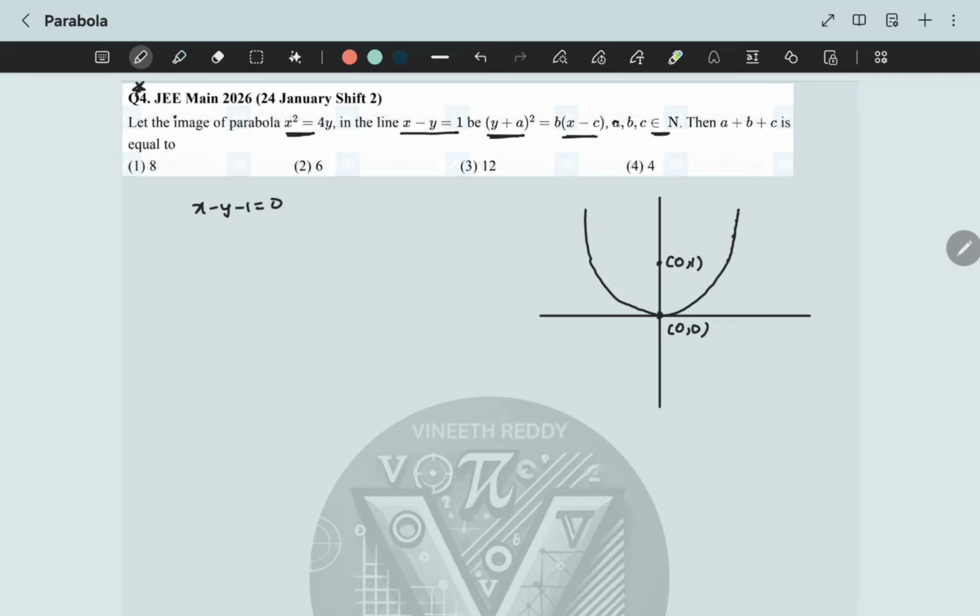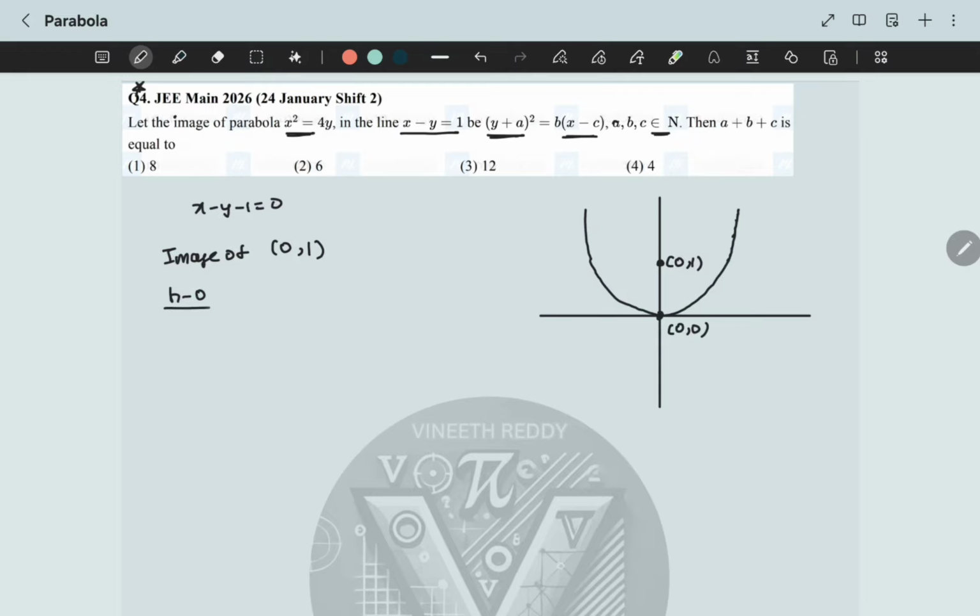So what we can do is think in this direction. We can take the image of the focus of this parabola, and the image of the vertex of this parabola with respect to that line. We will get a new vertex and new focus, and once we get the vertex and focus, we can definitely estimate the equation of the parabola. That's it. So first we will try to find the image of the focus, that is (0, 1).